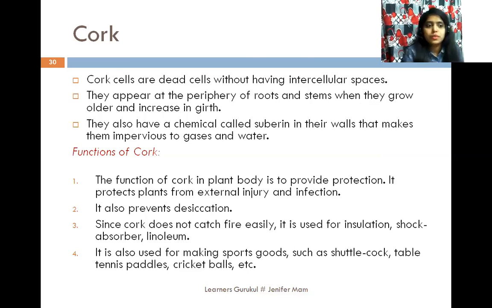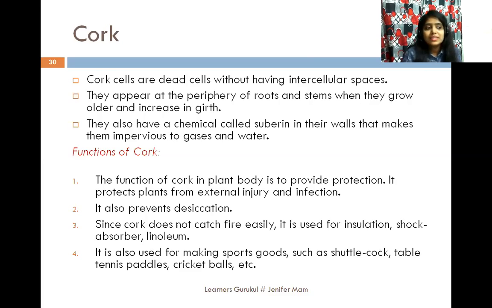Now let's talk about cork. Cork cells are usually dead cells, and they do not have any intercellular spaces. You can see it is present in the periphery of a stem or roots, and when they get older, they lead to an increase in the girth. They also have a chemical called suberin in their walls, which makes them impervious to gases and water.